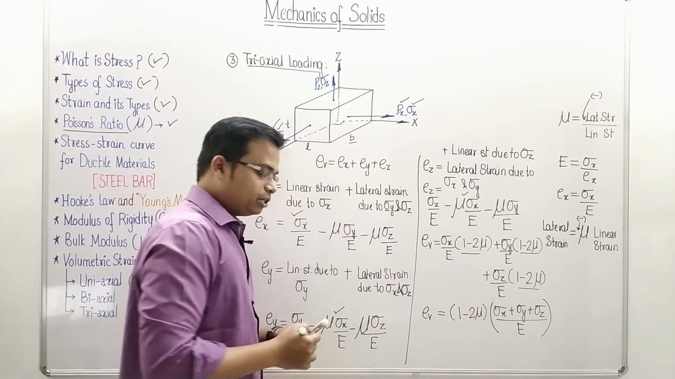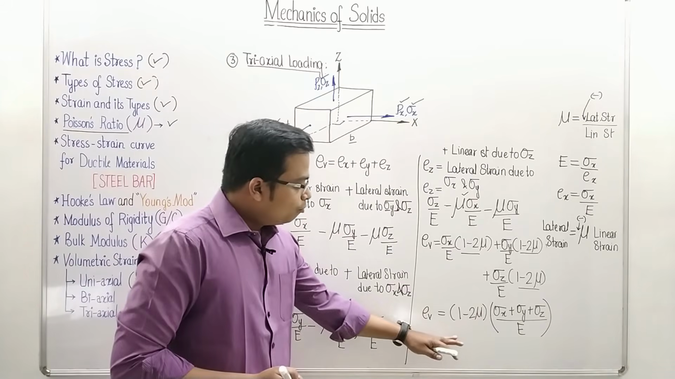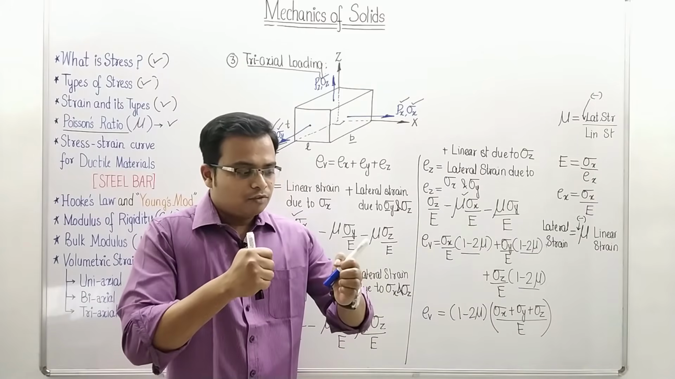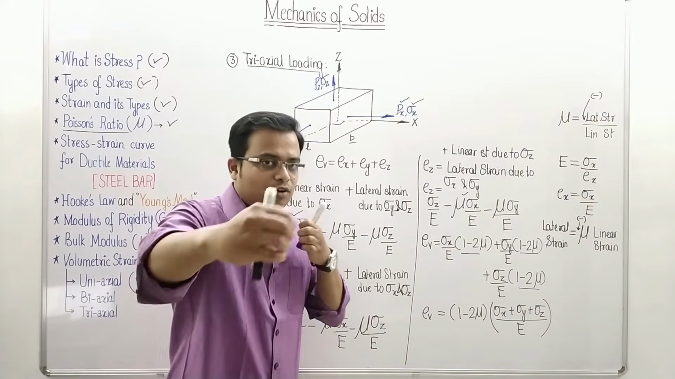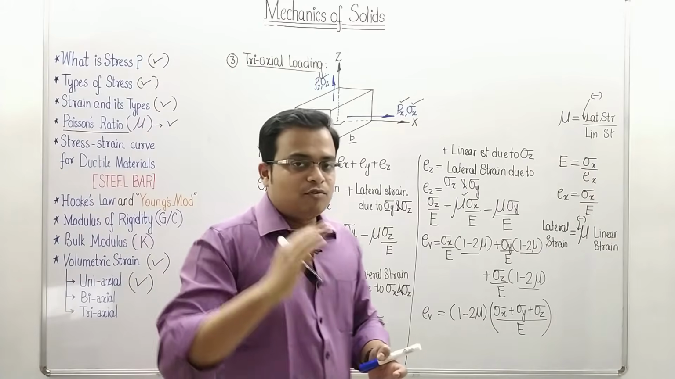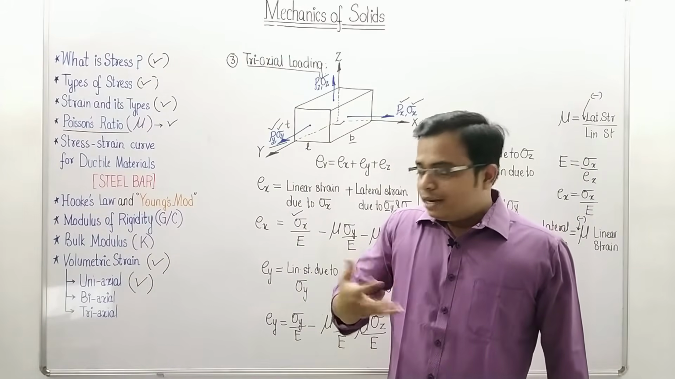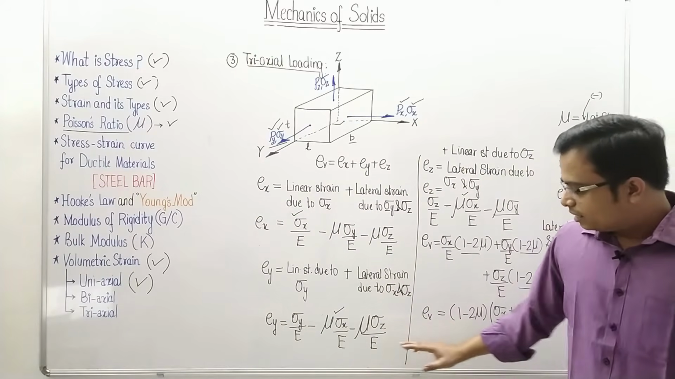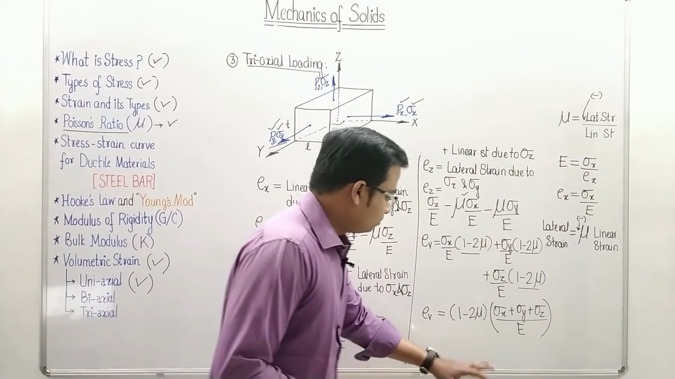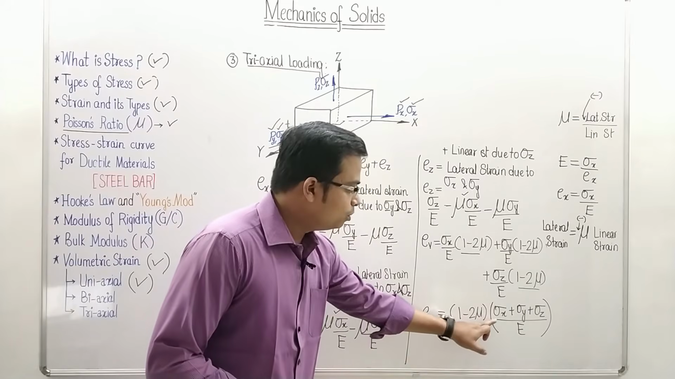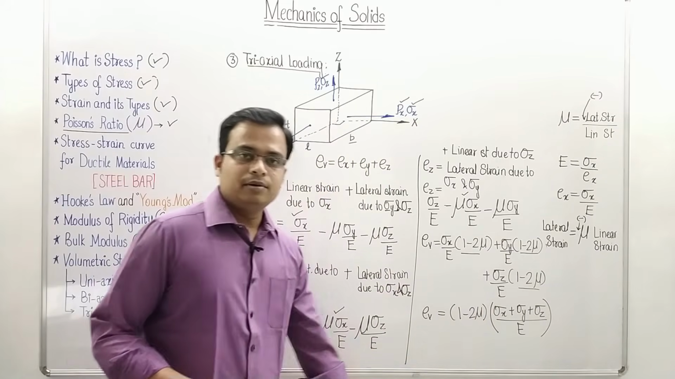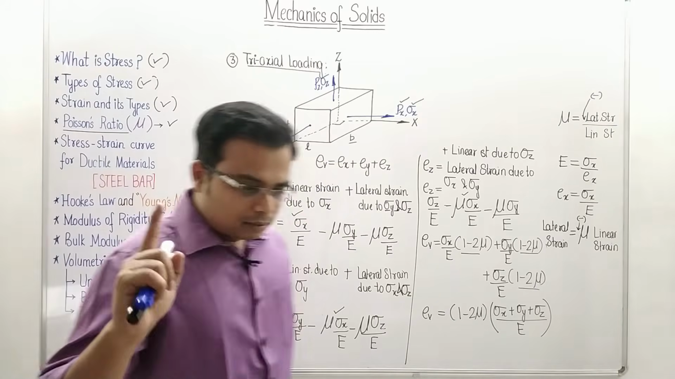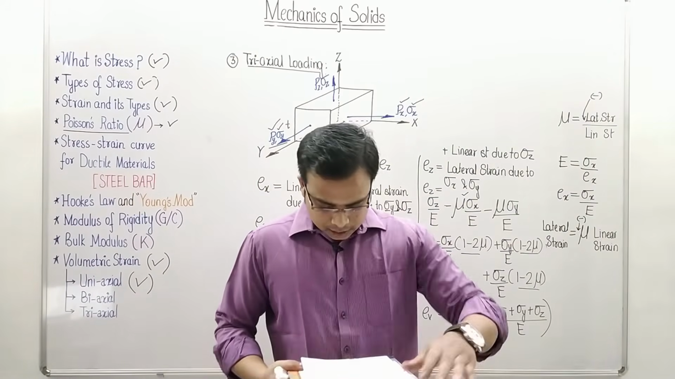So this is the final expression for a cuboid having dimensions L, B and T, which is being pulled from all the directions, from X, from Y and from Z. And this will form the foundation for trying to develop a relationship between bulk modulus and Young's modulus. This result is something that I'll be using directly, right? EV is equal to 1 minus 2 mu, sigma and all of this stuff. So now that we have discussed all the three cases of volumetric strain, there is something else which I had to tell you. Let me just check.